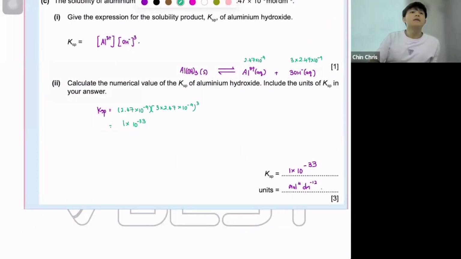Next, Kpc. Let's go. We have 40 minutes. Let's tackle Kpc, partition coefficient.